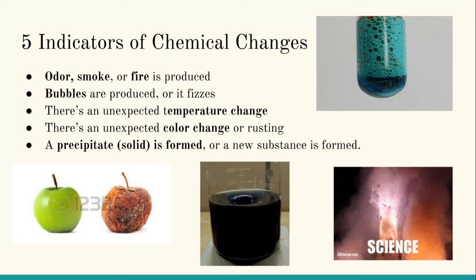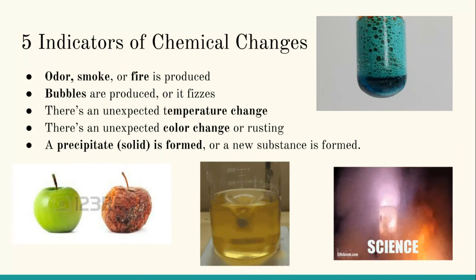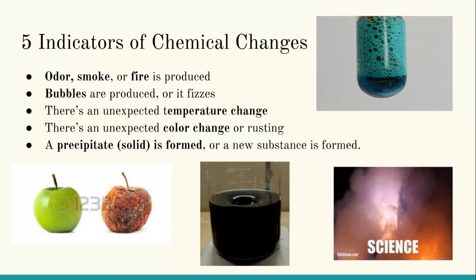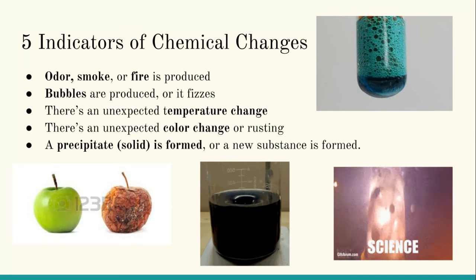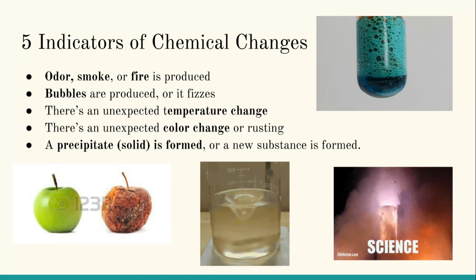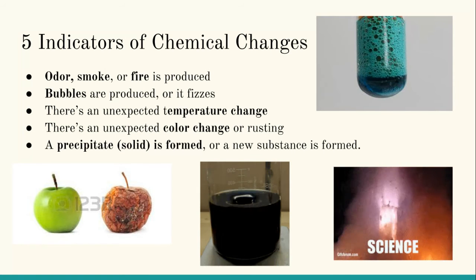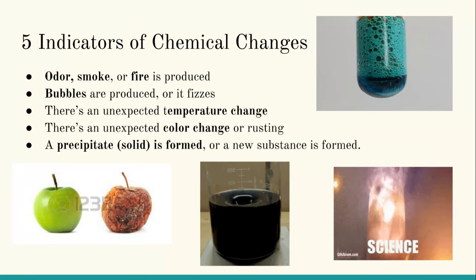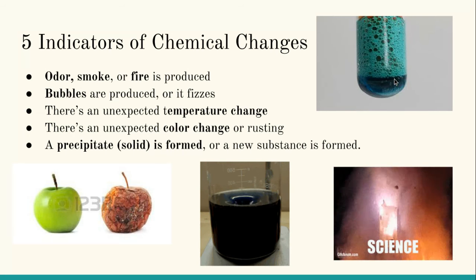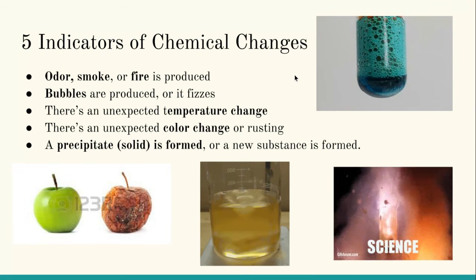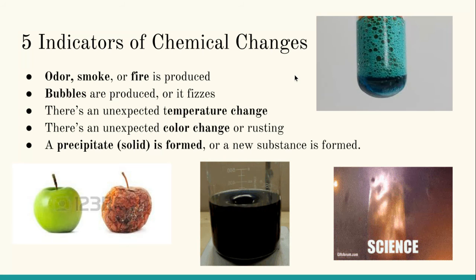There are 5 major indicators of a chemical change. The first one is anytime there's an odor or smoke or fire that's produced. So like a rotting apple, if it smells real bad, you can probably guess that it's going through a decomposition reaction because it's rotting. Anytime we have bubbles or the reaction is fizzing, you mix 2 liquids together and it starts bubbling, it's probably a chemical change.